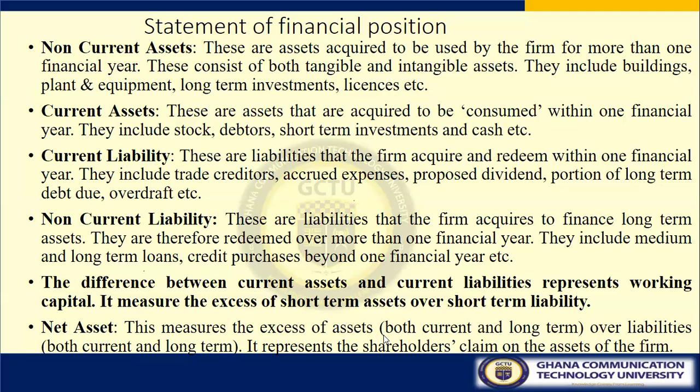So what are some of the examples of current assets? Cash at hand, cash in your bank, and inventory. What is inventory? Inventory is stock, goods that are yet to be sold. That inventory or stock, you are right.